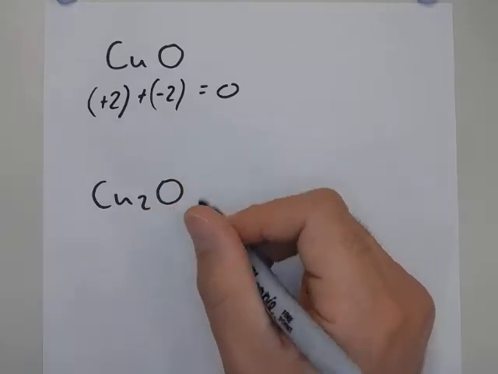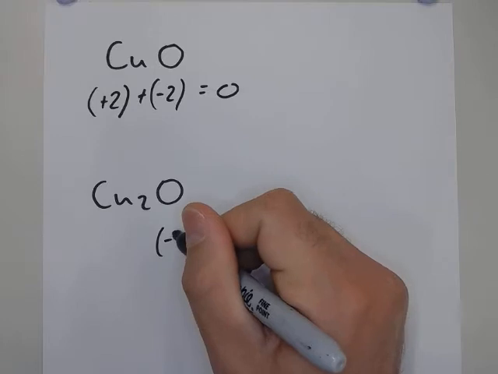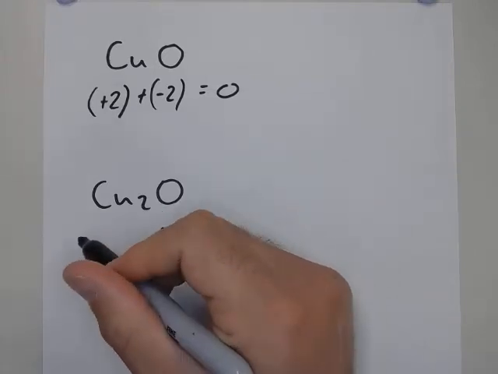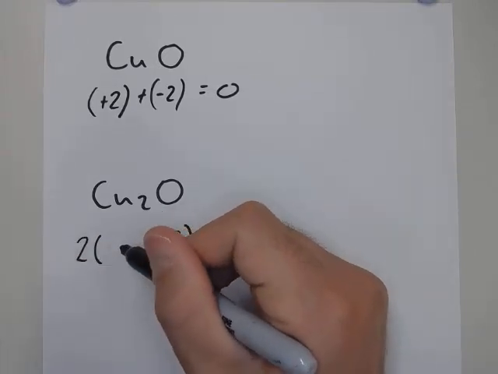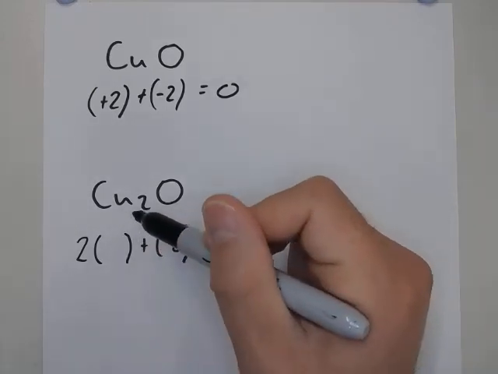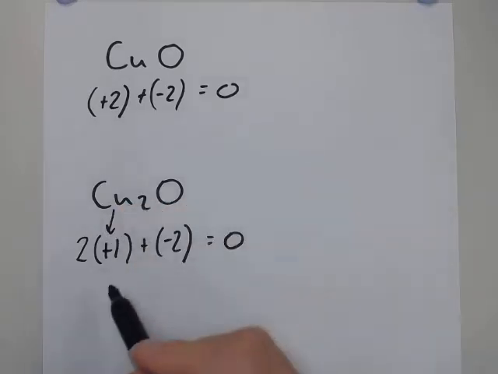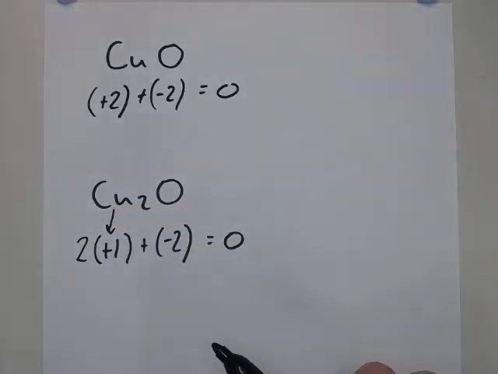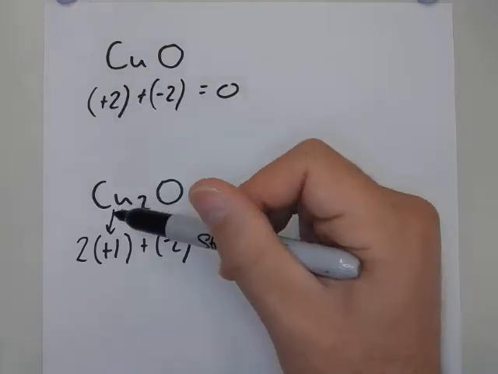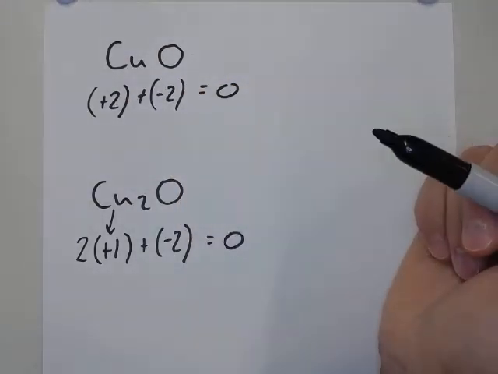In this one, again the whole thing equals 0. Again, the oxygen is -2. This time I've got 2 lots of copper to make 0. So in this case, each copper is +1. And it's important, it's what each one is, not what they are as a total. So here each copper is +2, here each copper is +1.